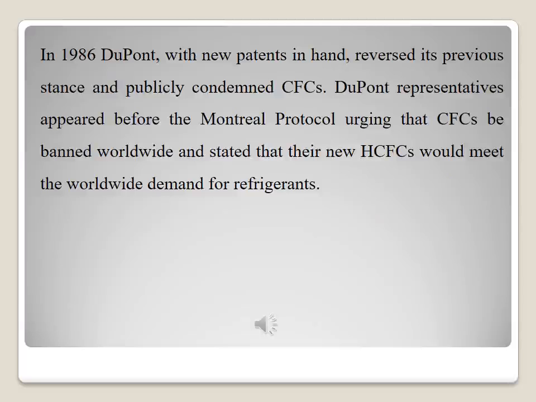In 1986, DuPont, with a new patent in hand, reversed its previous stance and publicly condemned CFCs. DuPont representatives appeared before the Montreal Protocol urging that chlorofluorocarbons be banned worldwide and stated that their new HCFCs would meet the worldwide demand for refrigerants.